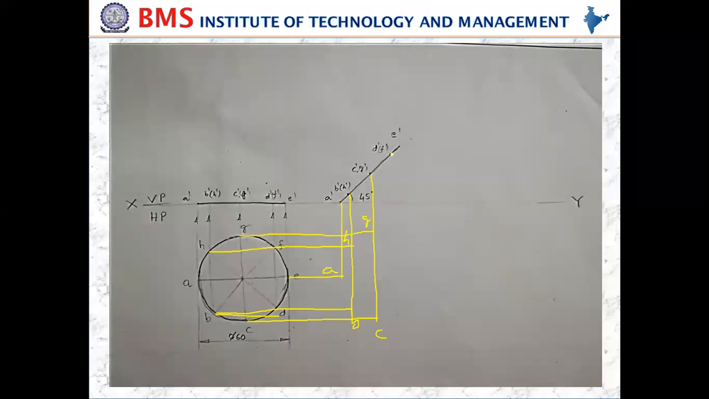Similarly, from D dash, F dash, I need to draw one vertical projection, and B and D lie on the same line. So both intersect at this point. Similarly, F and H lie on the same line. So this is D and this is F. Now from E dash, draw a vertical line, and from E draw a horizontal projection. So you'll get E here.